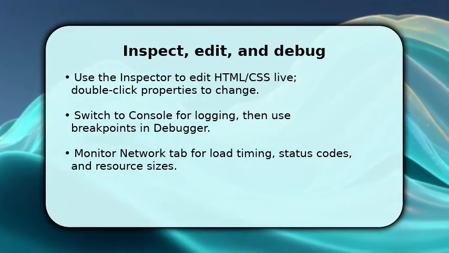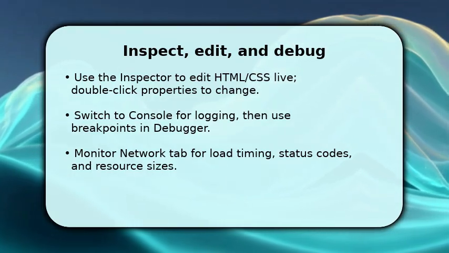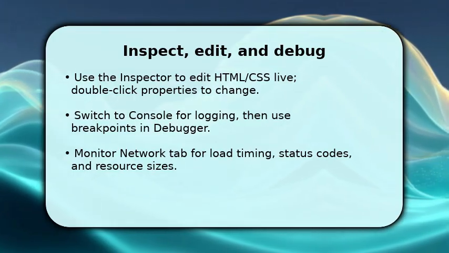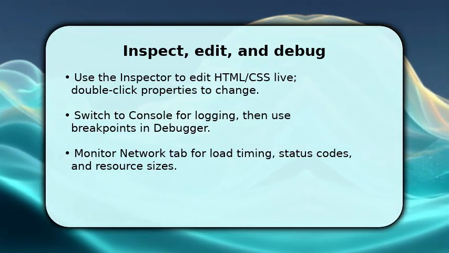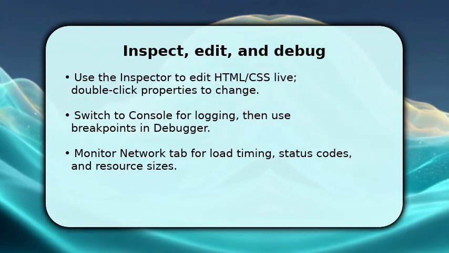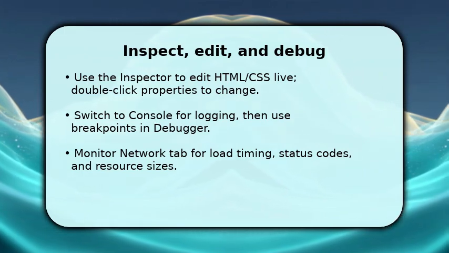Once done, open the console to run commands, check errors, or call functions, then set breakpoints in the debugger to step through JavaScript and inspect scope variables. Meanwhile, watch the Network tab to correlate resource timing and status codes. This combination reveals why a style or script behaves differently in the running page.